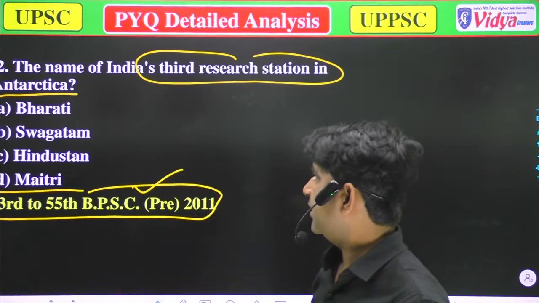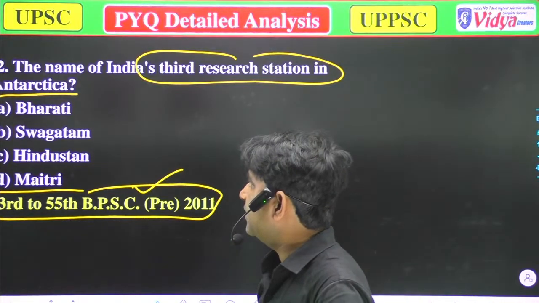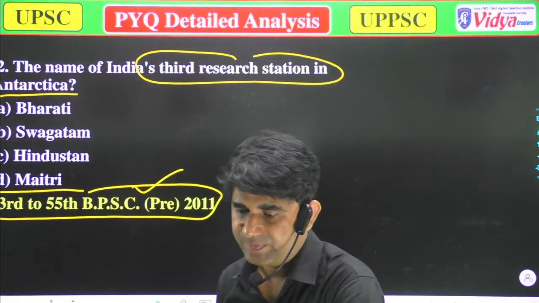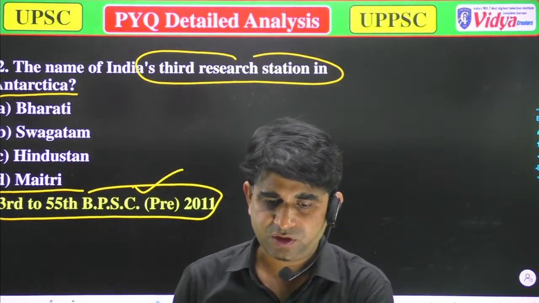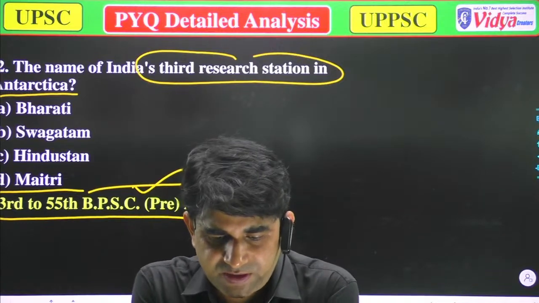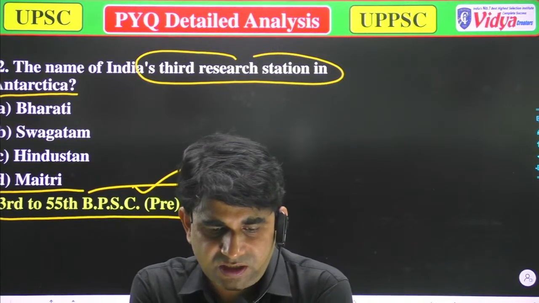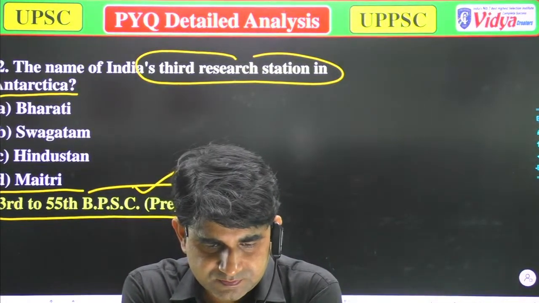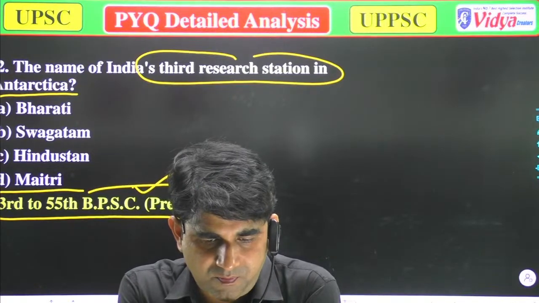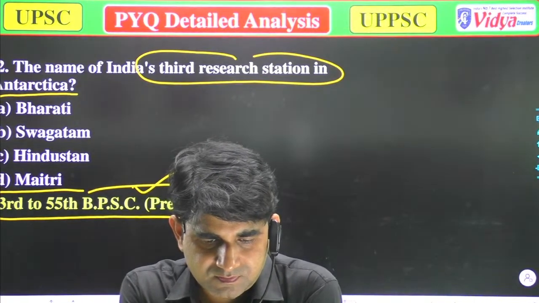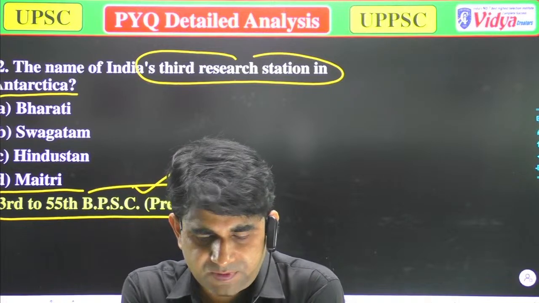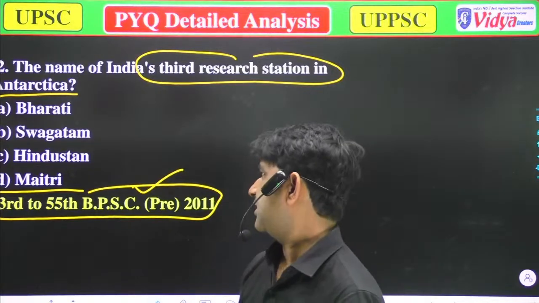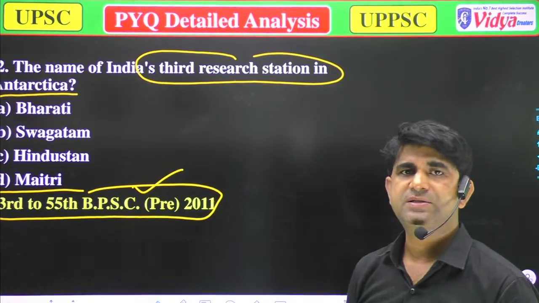Our options are A, Bhagirathi, B, Swagatam, C, Hindustan, and D, Maitri. So please try to attempt it: what is the name of India's third research station? Please tell me the correct option. Because that question was asked in BPSC, you can understand it has huge importance.